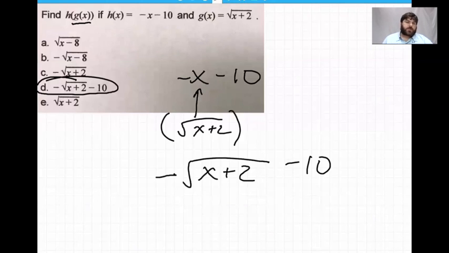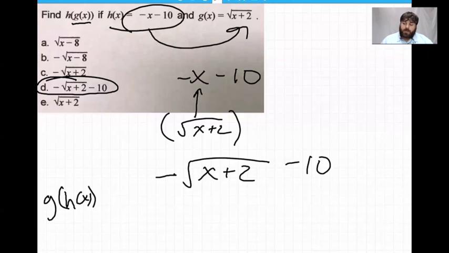Now they're going to give you answers that look sort of similar, or maybe they're going to give you ones where you shove h inside of g. Right? Don't do that. Don't put this whole thing inside of here, because that's probably one of the answers they're going to give. Okay? So watch out for that.